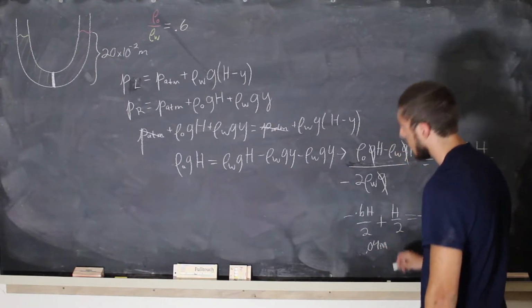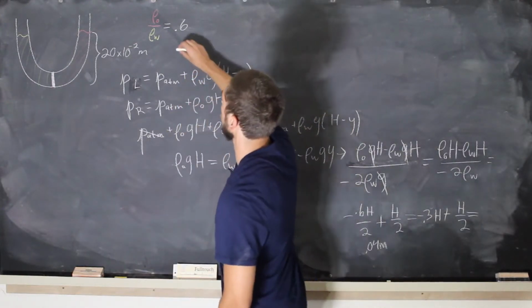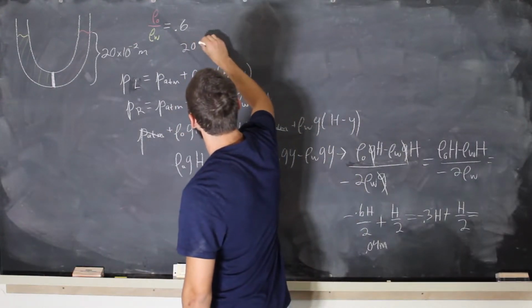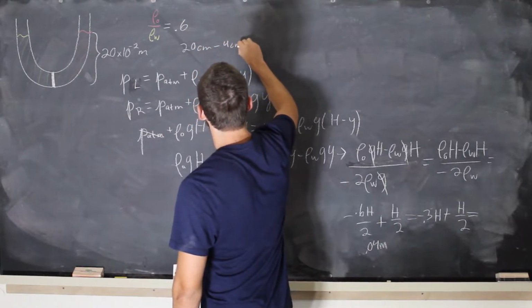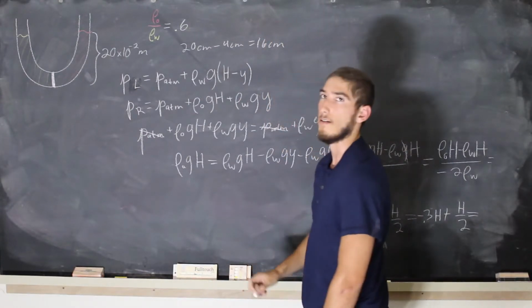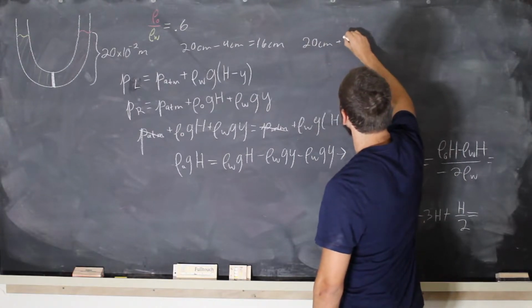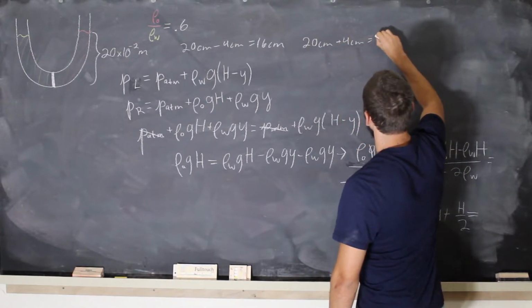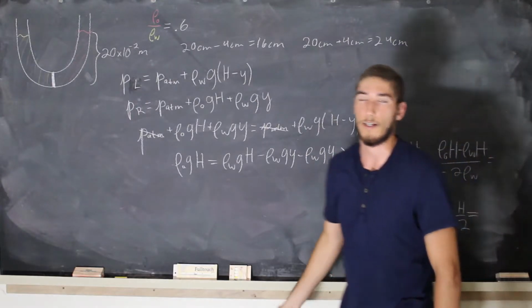0.04 meters. And so the new height of the water is going to be 20 centimeters minus 4 centimeters, and it's going to be 16 centimeters. And the new height of the oil is going to be 20 centimeters plus 4 centimeters, which is going to be 24 centimeters. Alright, on to the next problem.